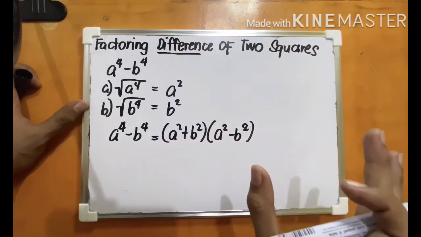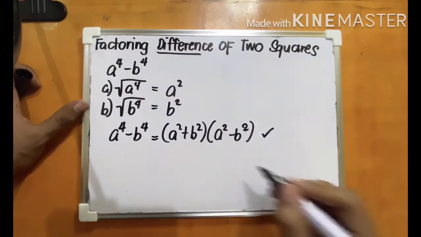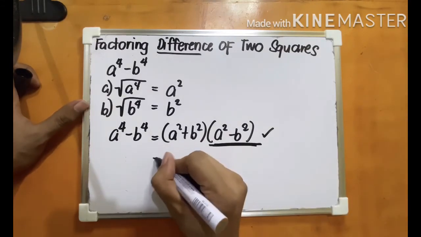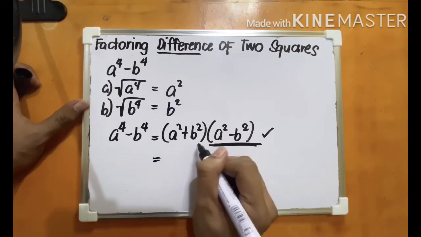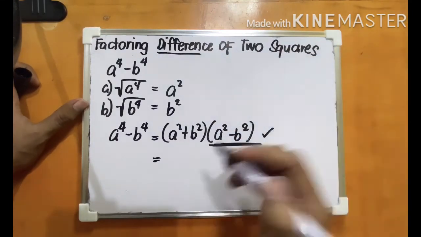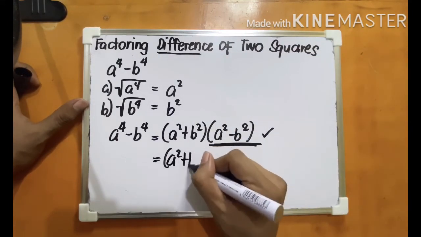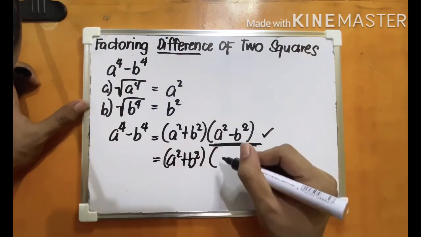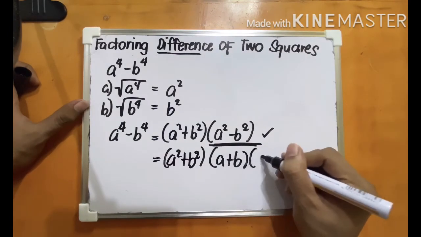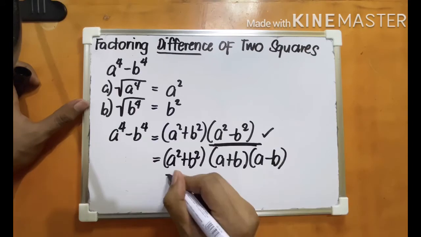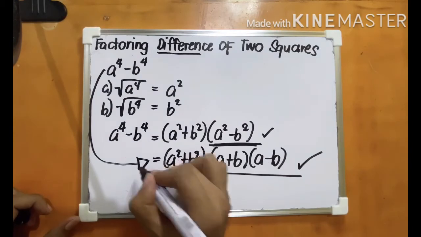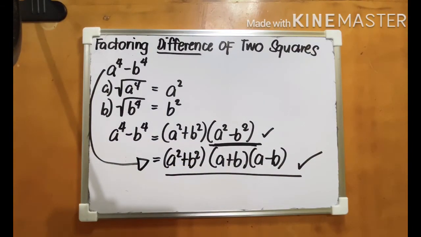Now, we cannot stop here because this factor can be factored again. So let's leave this one because we cannot factor this one through the difference of two squares process. So copy a² + b². Then this one from the previous example, so this is (a + b)(a − b). So this is the complete factored form of a⁴ − b⁴. Alright.